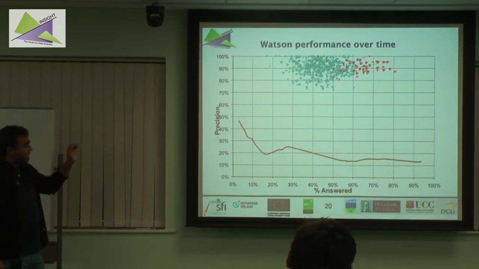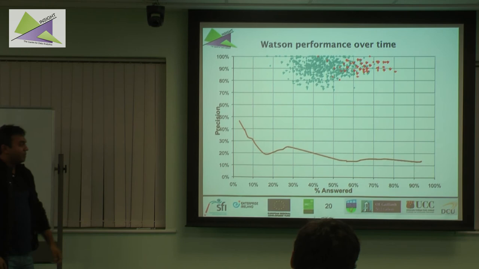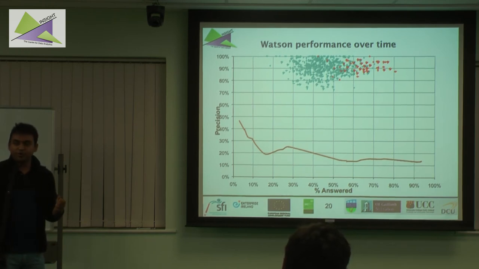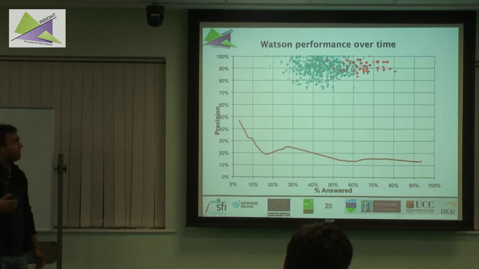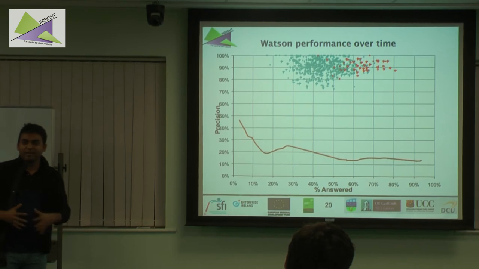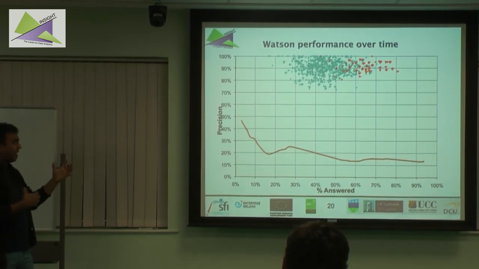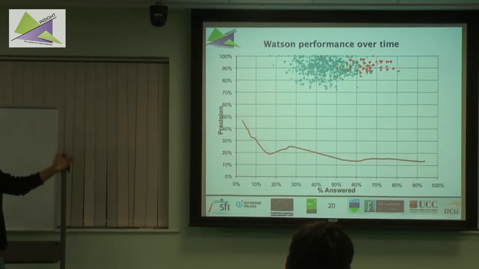The red dots are the grand champion, Ken Jennings. He won 74 consecutive matches, so he was really good. You can see that almost 70% of the time he got the chance, and 90 to 95% of the time he was correct. So it was really hard to beat this grand champion at that time.